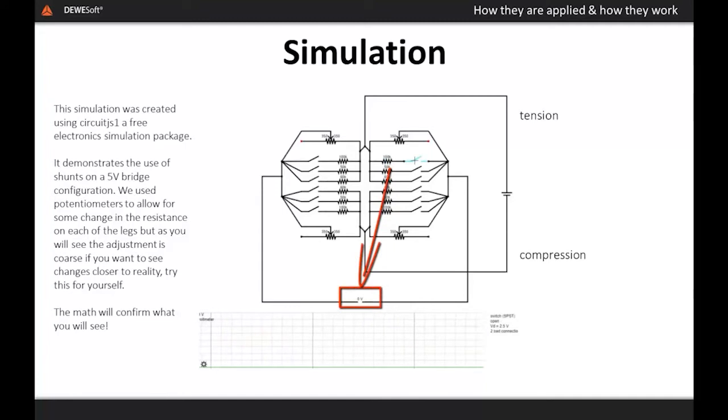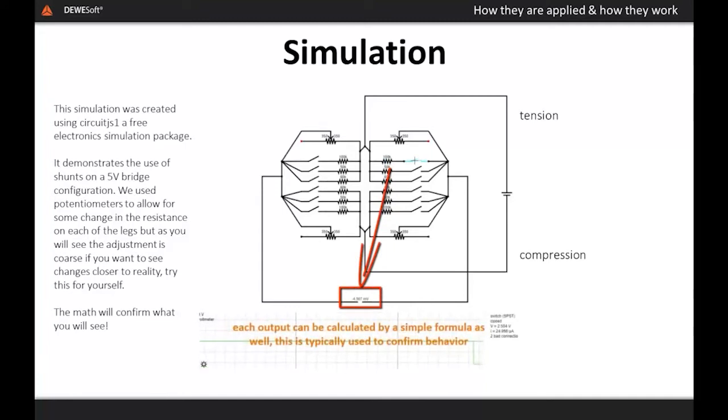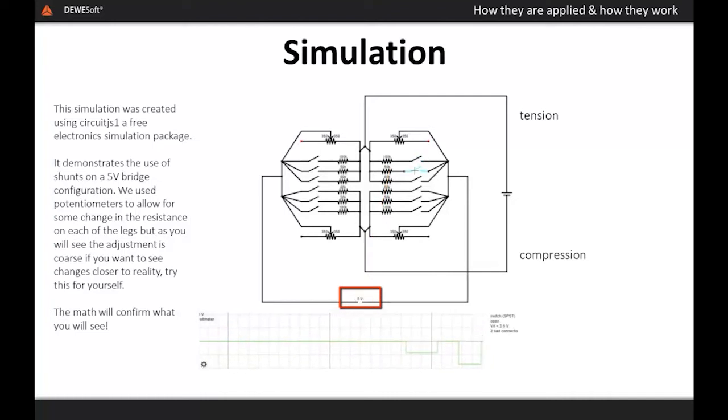This short video demonstrates the use of the Circuit.js simulator to replicate how the various shunt values function and what happens when you change the resistance on different legs of the bridge. The changes to the resistance are unfortunately pretty coarse in this particular piece of software, but it still demonstrates the effect of the tension and compression of a strain gauge. Pay attention to the polarity changes as the variable potentiometers are changed.